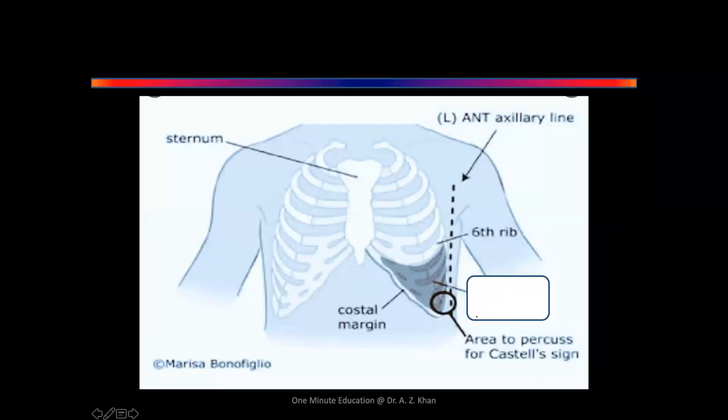What is this area? This blanked out area is an area where you percuss for what is called a Castle sign. So what is this area called, and what are the boundaries of this area? I hope these are not difficult questions. These are standard clinical questions. What is this area called? Showing you the sixth rib, the anterior axillary line, and the costal margin. What is this area called? Lined by the anterior axillary line, the sixth rib, and the costal margin. And you auscultate and percuss in that area for certain things.